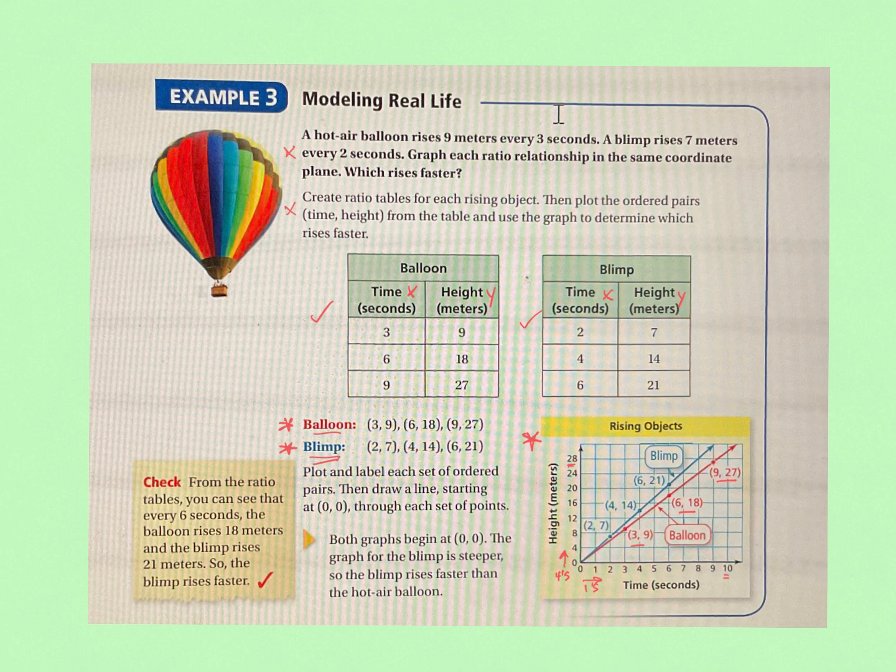Now I'm going to plot the blimp. The blimp they do in blue, which I think that you should do in a different color or a pen versus a pencil as well. We've got 2, 7, 4, 14, and 6, 21.